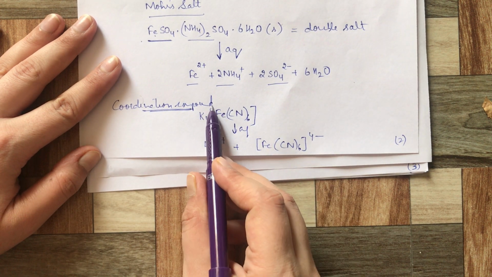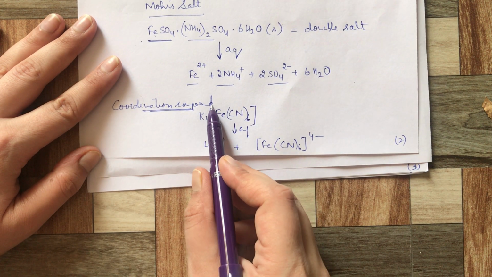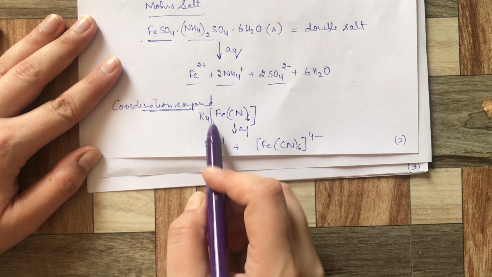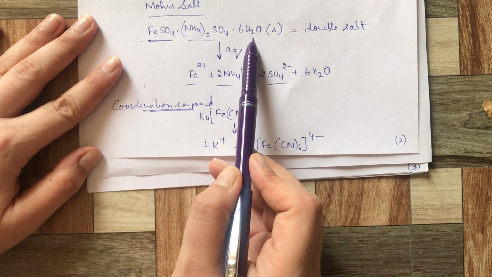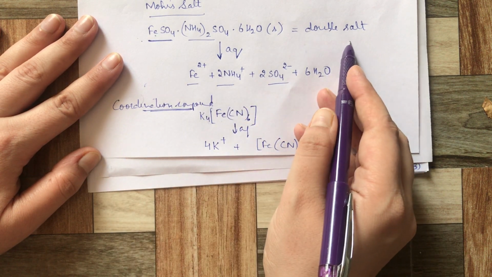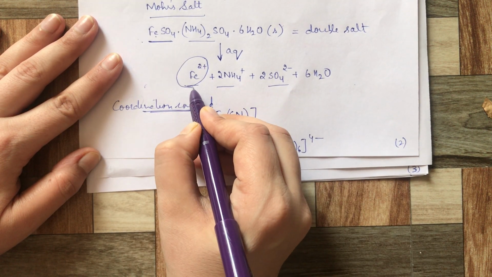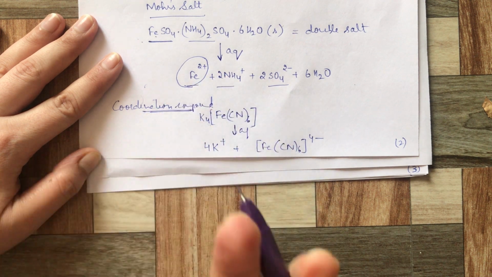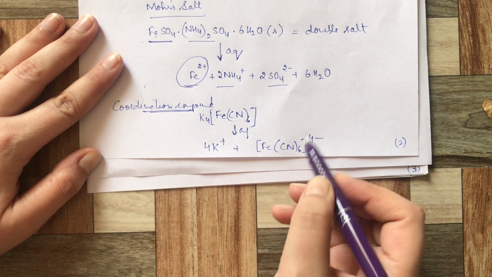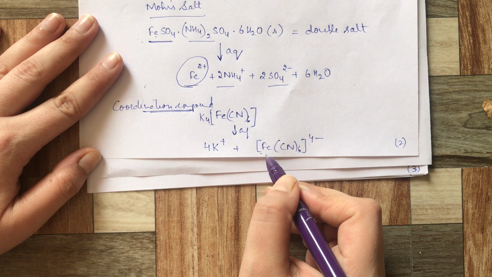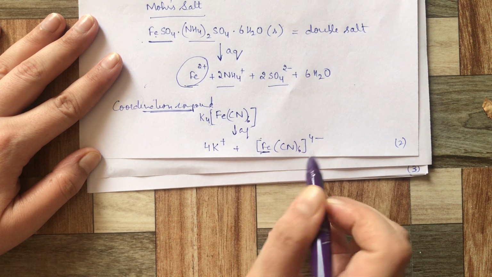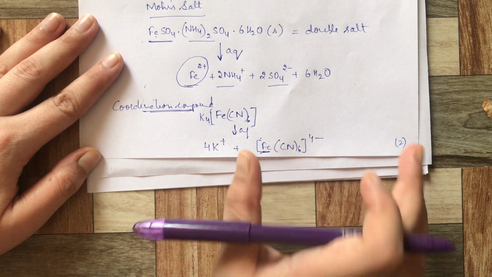Here the species which are enclosed in the square brackets do not dissociate into their respective ions, whereas in the double salt all the ions dissociate. If we have a double salt, it will give the test of Fe2+, a reaction that detects Fe2+, and it will give that reaction positive. But this will not give any test of Fe2+ because Fe is not dissociated. It remains in the coordination complex. So this is the main difference.